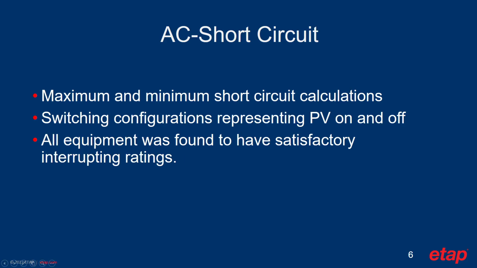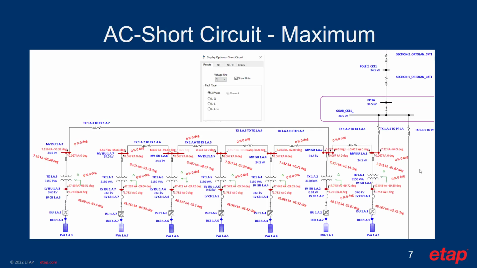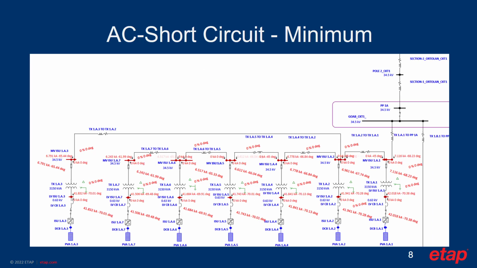The AC short circuit analysis included both maximum and minimum short circuit calculations, and we had several switching configurations representing the PV arrays on and off conditions using ETAP. All equipment was found to have satisfactory interrupting ratings. The maximum and minimum short circuit currents on the PV arrays on the inverter side, and also the short circuit study on the 34.5 kV side, were all satisfactory based on the initial evaluation done by ETAP, and the corresponding results were documented as reports.